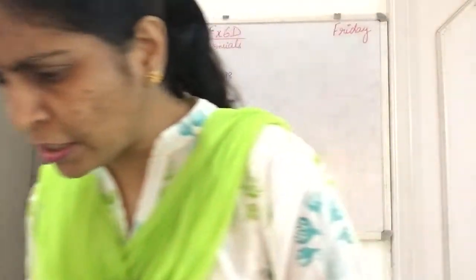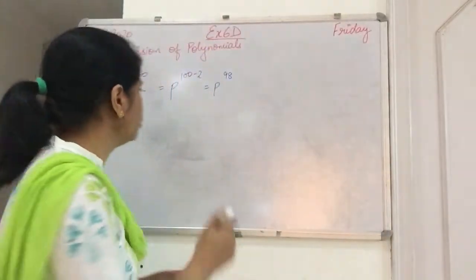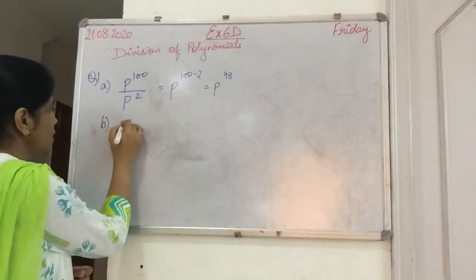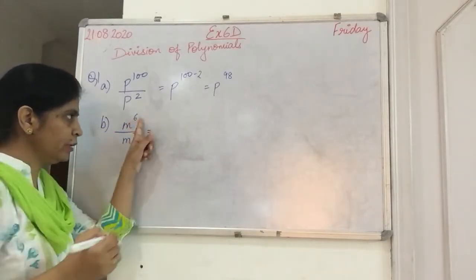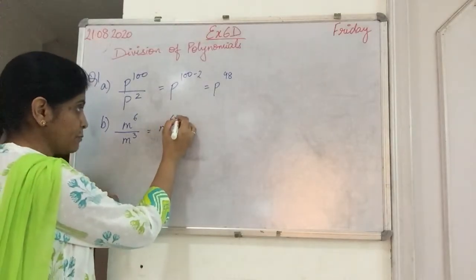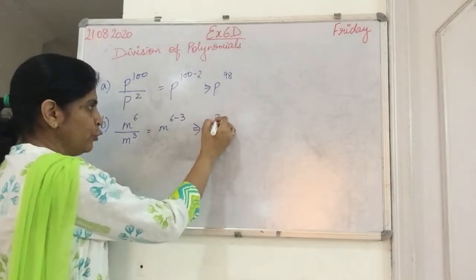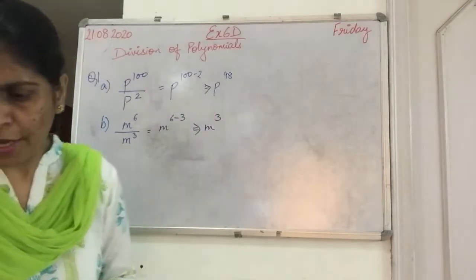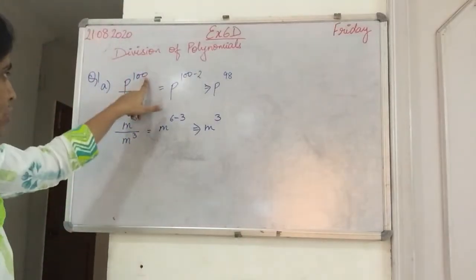Now the next part is B part: m raised to the power 6 upon m cube. Again it is a division, so the power will be subtracted. m raised to the power 6 minus 3. Answer will be m cubed. Clear?